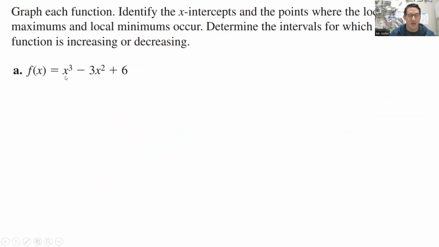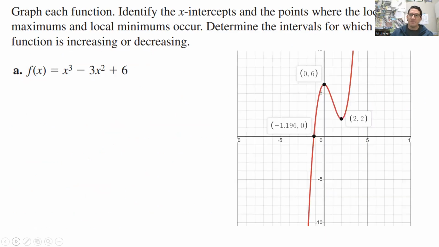So let's look at this first one: x cubed minus 3x squared plus 6. We're going to identify the x-intercepts, the points where the local maximums and minimums occur, and determine the intervals for which the function is increasing and decreasing. If you plug it into Desmos, this is what it looks like. We'll just start off with the maximum. So here is the maximum, or the local max. I'm not going to write out the whole thing. That's the local max. Here is the local min.